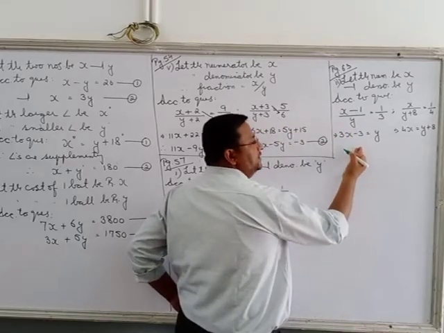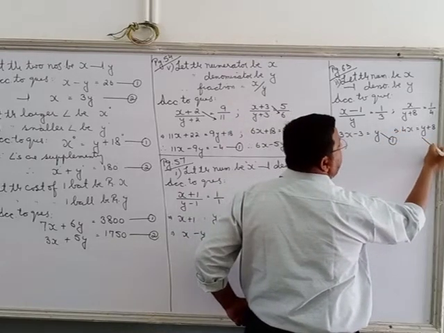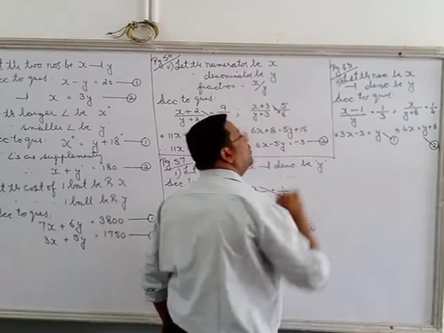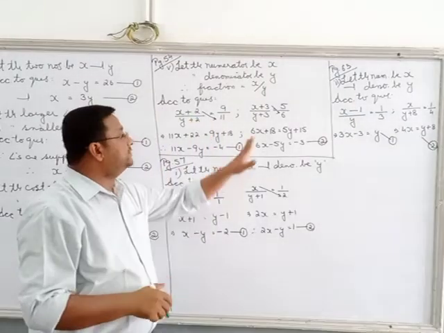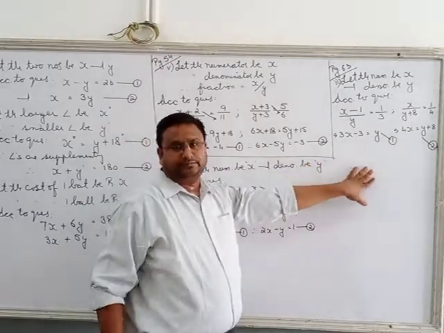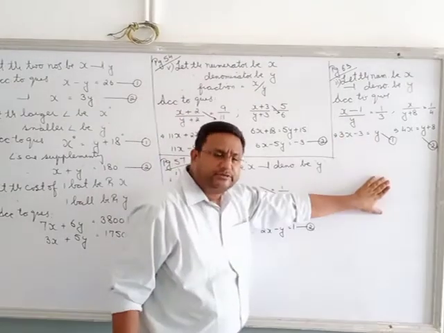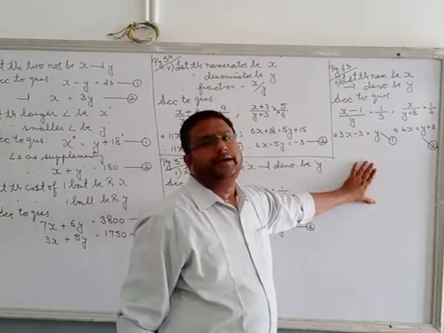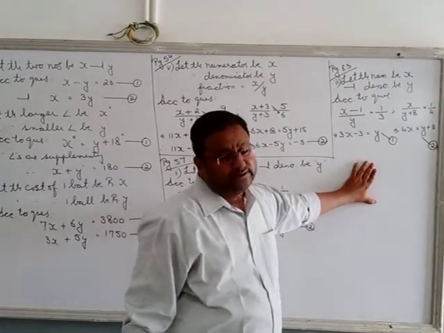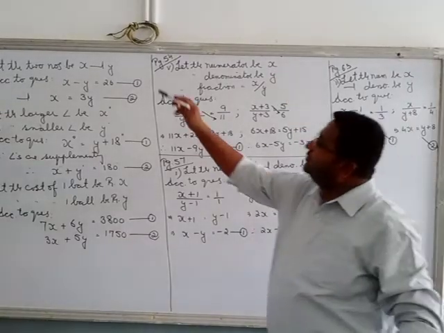You may leave it in this form, you can directly use this equation number first and this equation number second. You can solve by elimination or substitution. So these were the questions on word problems on fractions. You may solve them by elimination, substitution, or cross multiplication. Students, these were the general word problems on fractions.